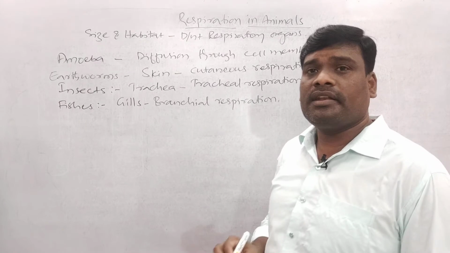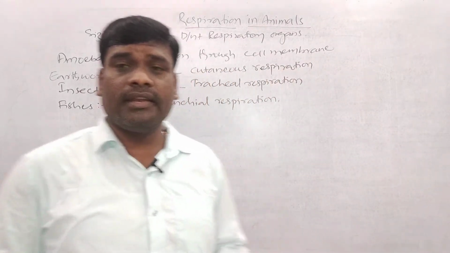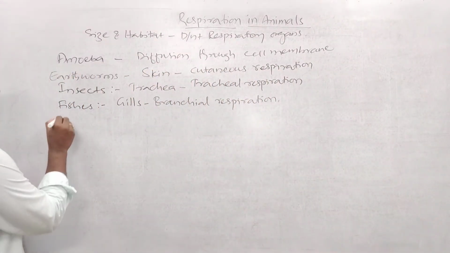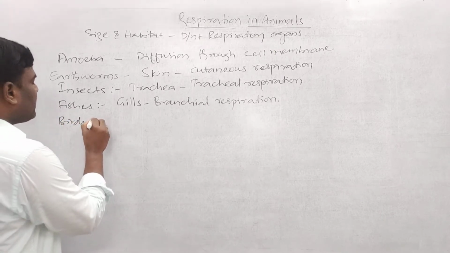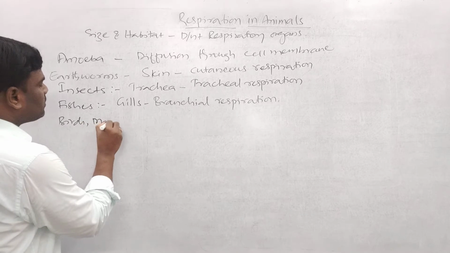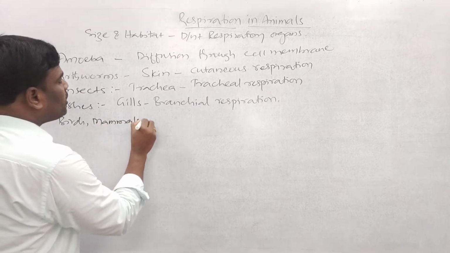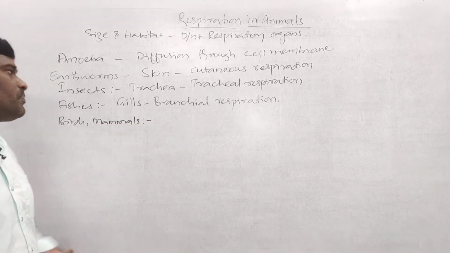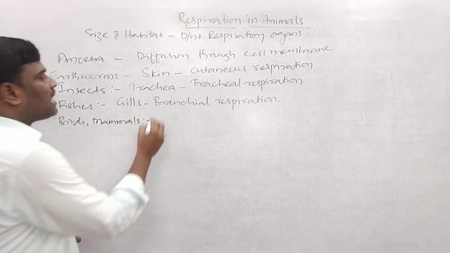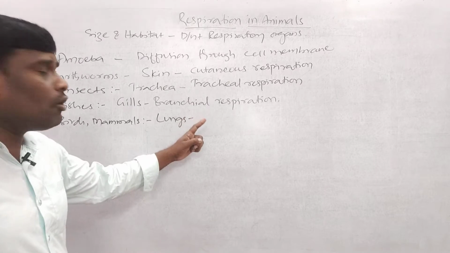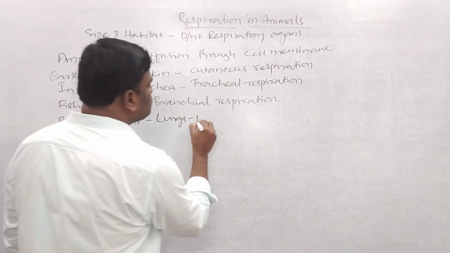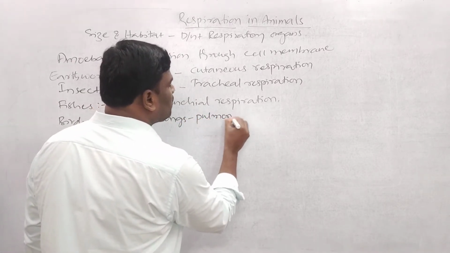Got it? Then what about man or birds? Okay, children. In birds, in amphibians, and in mammals, what are the respiratory organs? The respiratory organs are lungs. If the respiration is carried out by lungs, then it is called pulmonary respiration.